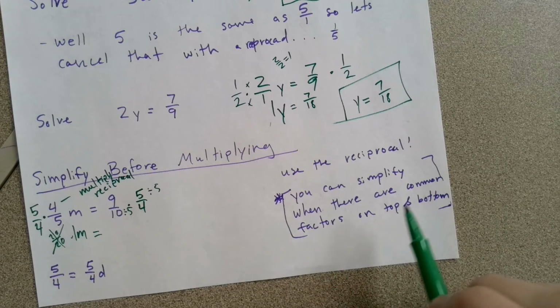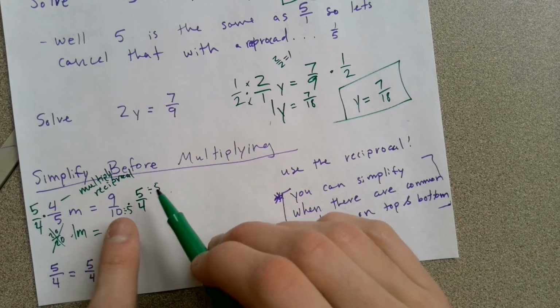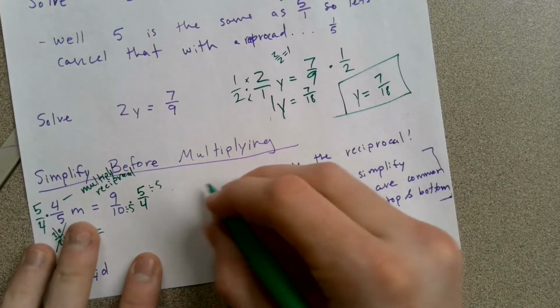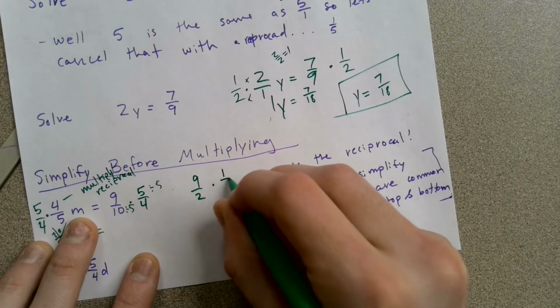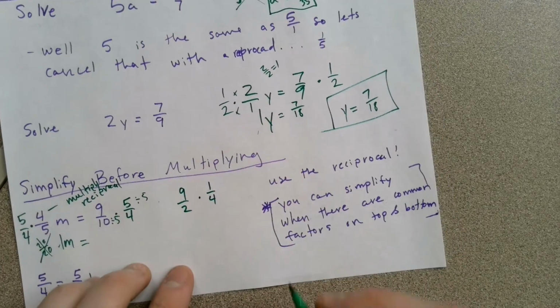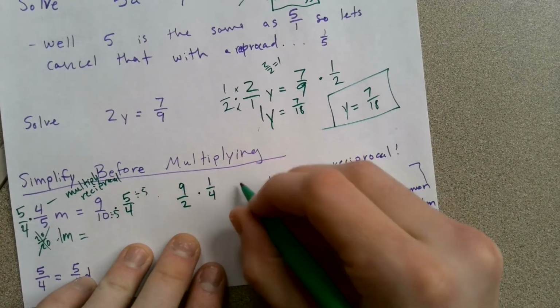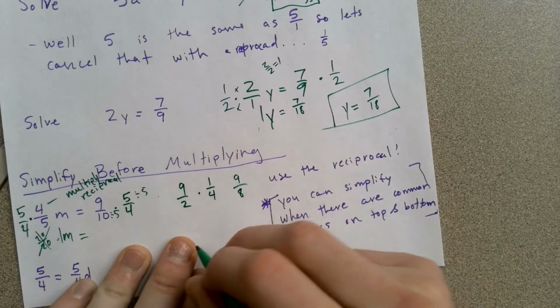You can simplify when there are common factors on both top and bottom. We have a common factor. Our common factor is 5, so it's going to leave behind 9 over 2 times 1 over 4. I'll show you how those will work out the same in a second here. Multiply these straight across. We got 9 on top, 8 on bottom.